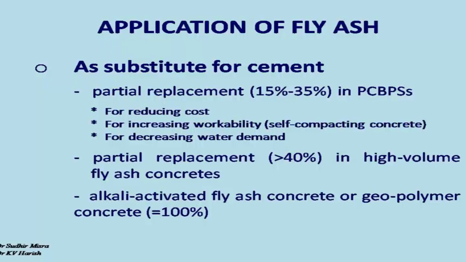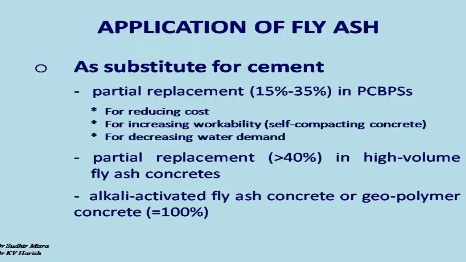The second important application is that it is used as a substitute for cement. When we say substitute for cement, there are again three subheads, and in the first subhead it is used as a partial substitute or partial replacement material, and typically the dosage that we use is between 15% to 35% in Portland cement based paste systems.